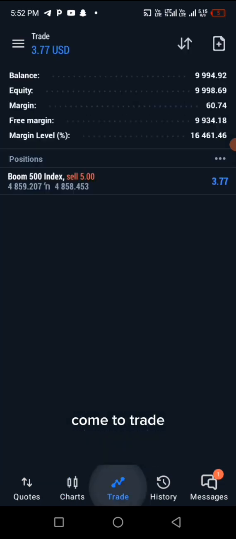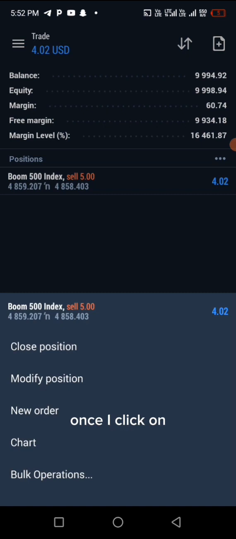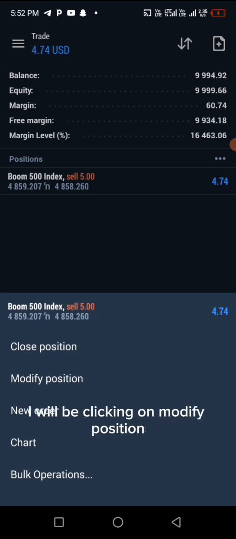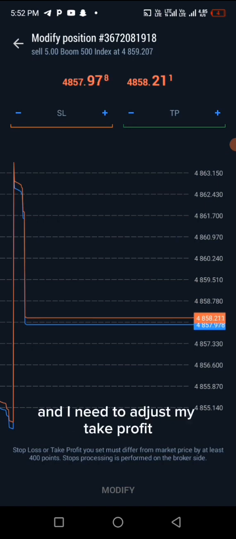So I'm going to come to trade and click on modify. Once I click on the asset, I will see a range of things I can do: close position, modify position, new order, chart and order, bulk operation. I'm going to click on modify position. It means that I am willing to adjust my stop loss and adjust my take profit.